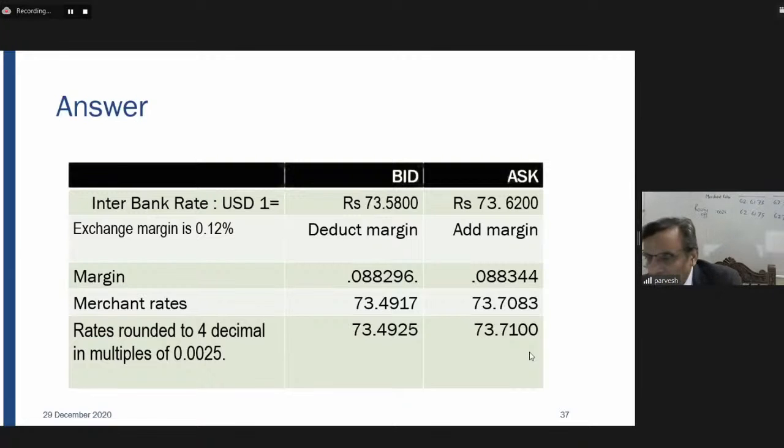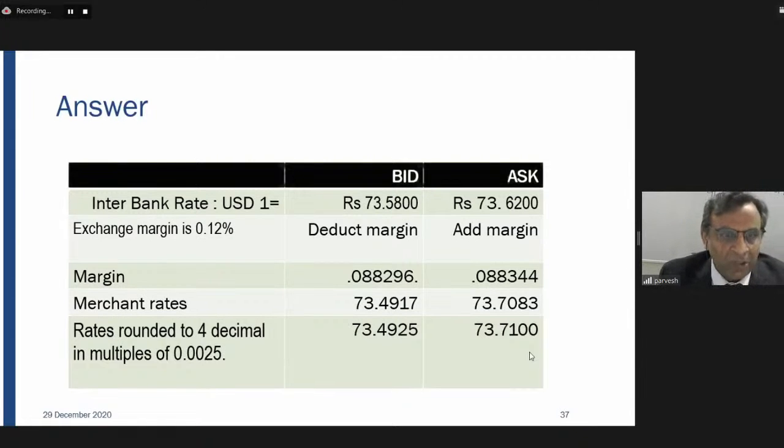Okay, so that's why the answer 73.4990 is not correct. It should be 73.4925. Similarly, 73.7083. By adding 17 pips to it, you get 73. But if you have to reduce, to 75, so yeah, I think 75 should also be a right answer. Yeah, fine. So you can even put the answer as 73.7075. Ideally that would be the right answer.